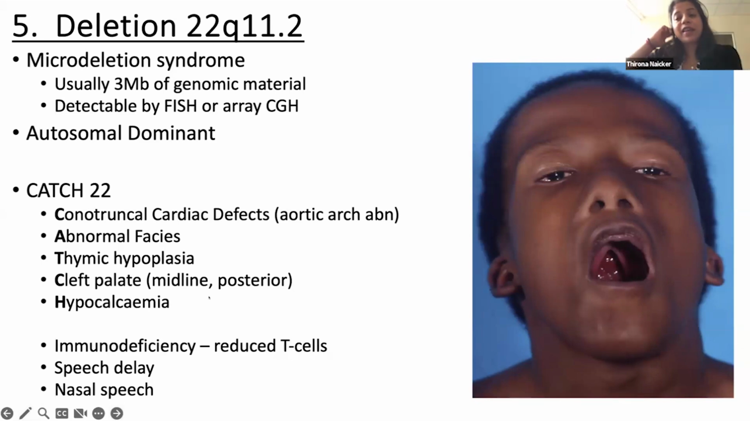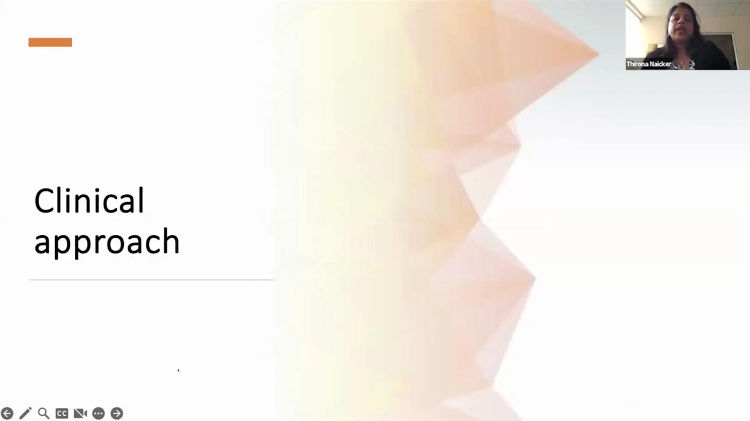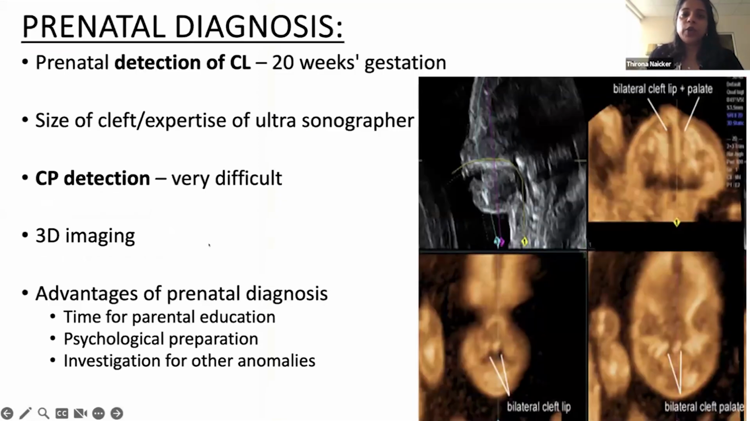Hypocalcemia is another thing that can occur, especially in the neonates, and often very difficult to treat. These patients with DiGeorge syndrome often have immunodeficiency, where they have a reduced T cell count and CD4 count. They can have nasal speech and often speech delay as well. So in terms of what I look for in the clinic is a clinical approach.